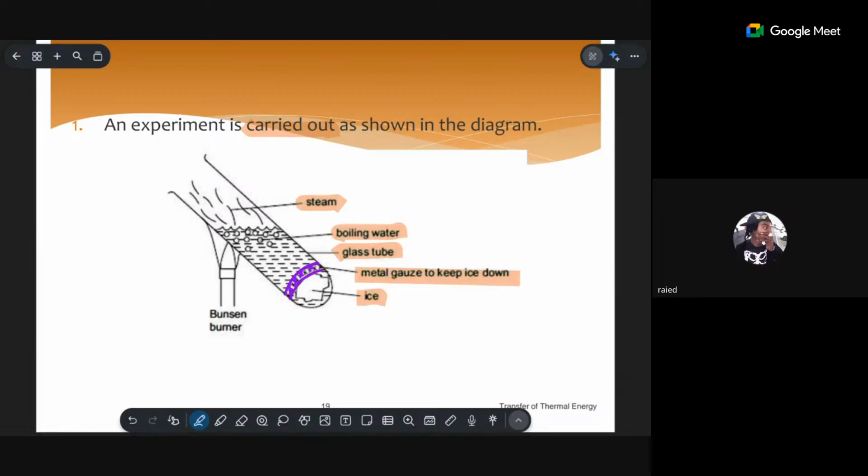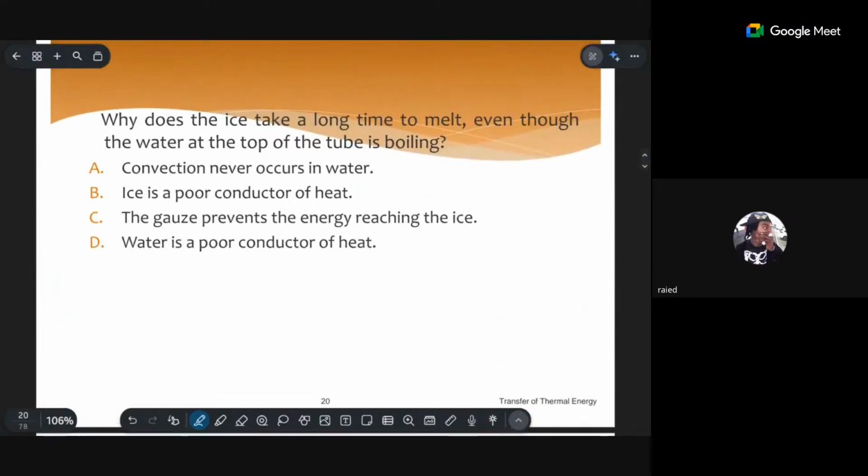Secondly, why does the ice take a long time to melt? Because when the water is heated from here, all the hot water moves up. Water is a very poor conductor, so heat transfer to the ice is at a very low rate. That is why it takes a long time. So why does the ice take a long time to melt, even though the water at the top of the tube is boiling?